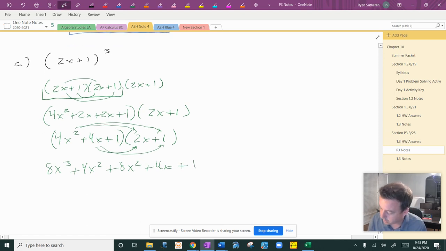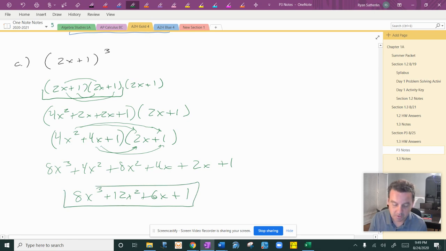So there are, oh, I forgot the 1 times 2x. That's why I wanted to check. There should be 6 terms. I just had 5. I've got 1 times 2x is 2x, and then 1 times 1 is 1. So now when I combine like terms, we have 8x to the third plus 12x squared plus 6x plus 1. So that's multiplying. All right.